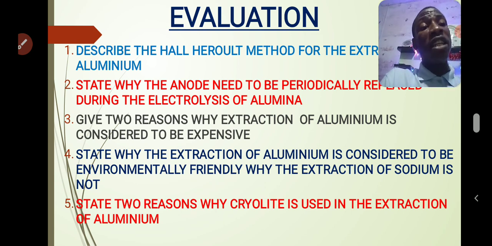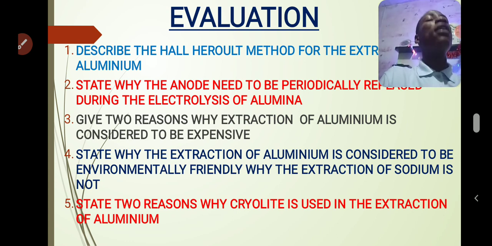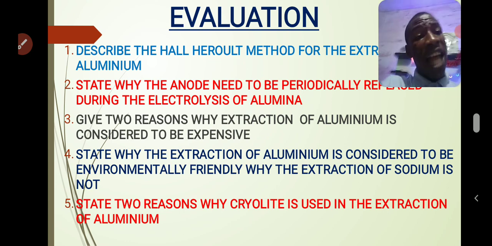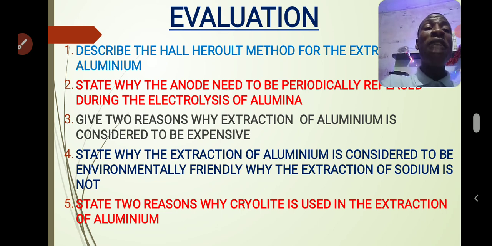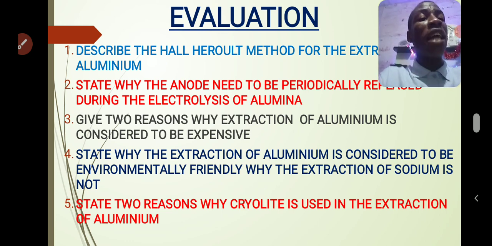Then number 4, state why the extraction of aluminium is friendly environmentally, why that of sodium is not friendly. The reason is because when you extract aluminium, oxygen is produced as the gas, but when you extract sodium from the Downs cell, chlorine gas is liberated. Chlorine gas is toxic, while oxygen gas is not toxic. So that is why you say aluminium extraction is friendly environmentally, while sodium extraction is not.